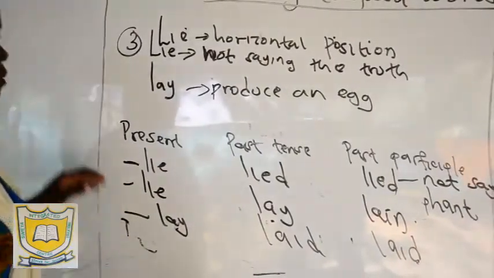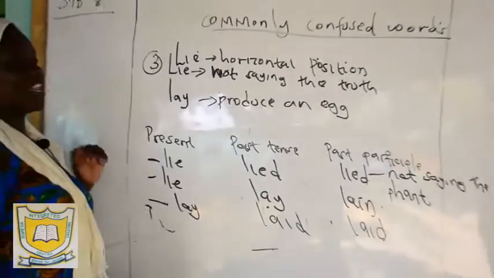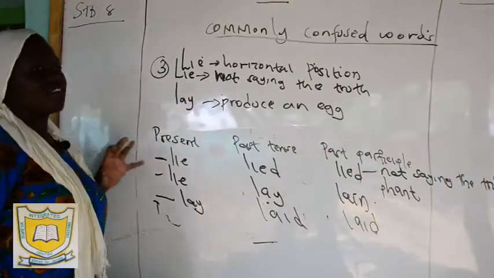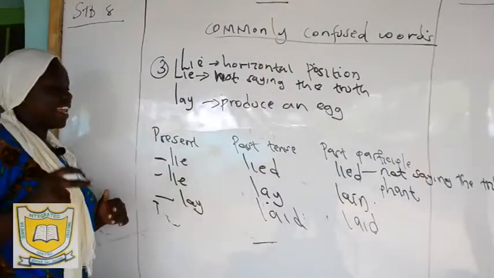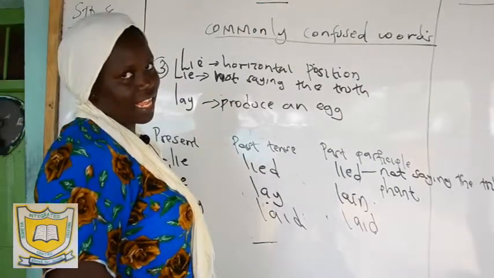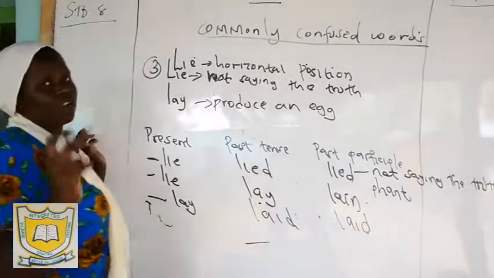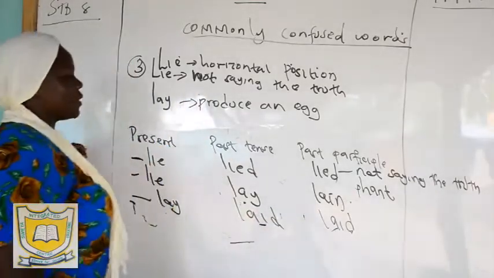So you can say, my father lay in bed yesterday, meaning he was horizontal. He was in a horizontal position, not meaning like he lay an egg, or that he produced an egg. So lay is the present tense, laid is the past tense, and laid is the past participle.